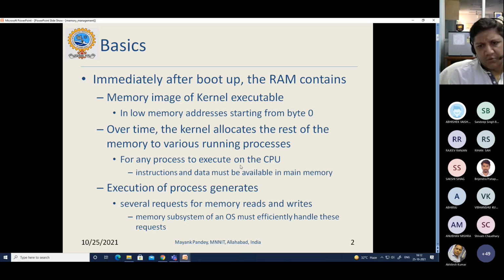For any process to execute on CPU, we know that its instructions and data must be available in main memory. Means if you want to run or execute any process, that has to be brought from hard disk to the main memory first. Execution of a process generates several requests for memory reads and writes, and it is the duty of the memory subsystem of the operating system to efficiently handle these requests. The design issues are less delay and more availability and things like that. And this is what we are going to see in this lecture.